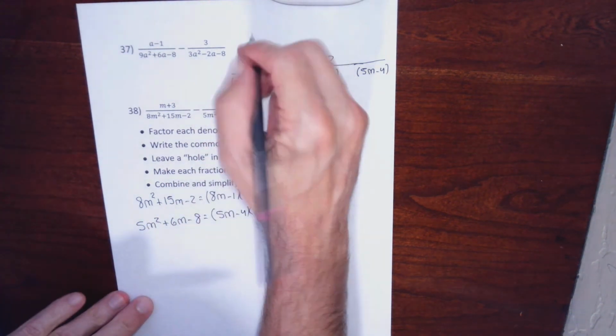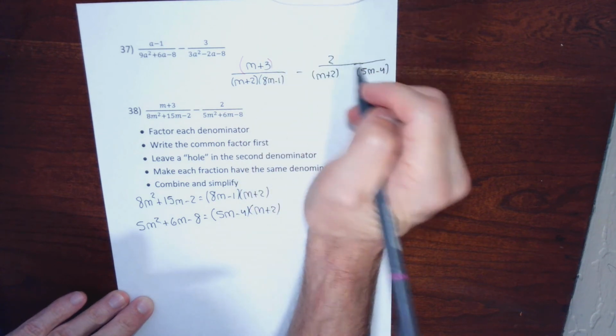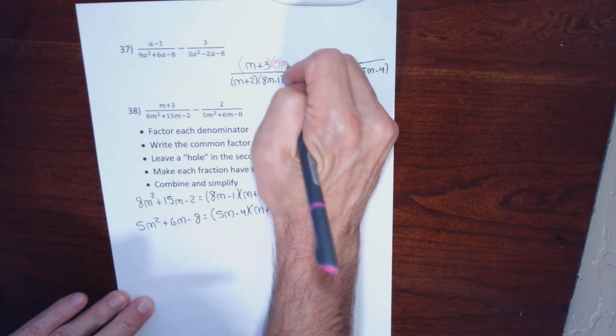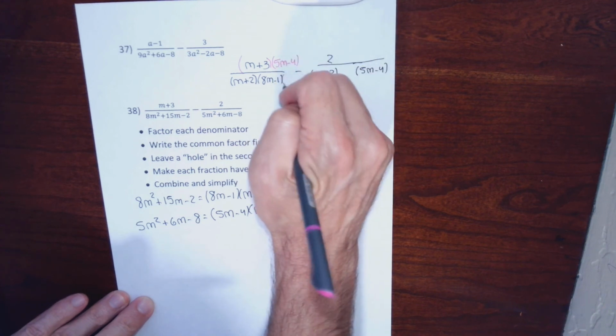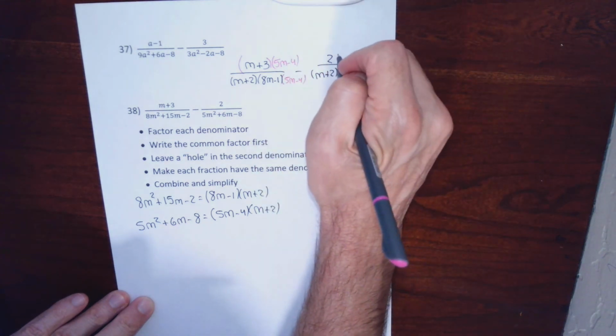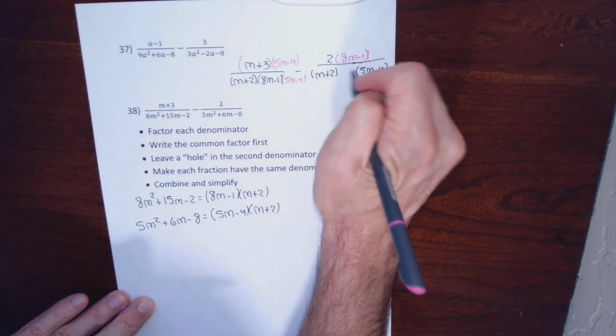Now let me fill in the holes and make the denominators the same. The first fraction, I need to multiply it by 5m minus 4 over 5m minus 4. The second fraction, I need to multiply it by 8m minus 1 over 8m minus 1.